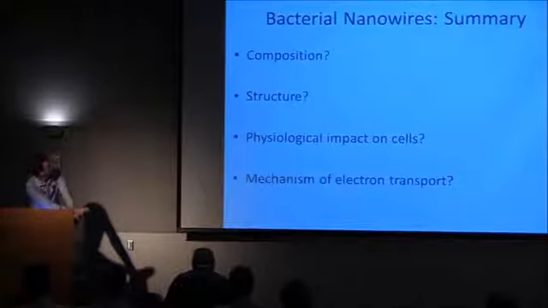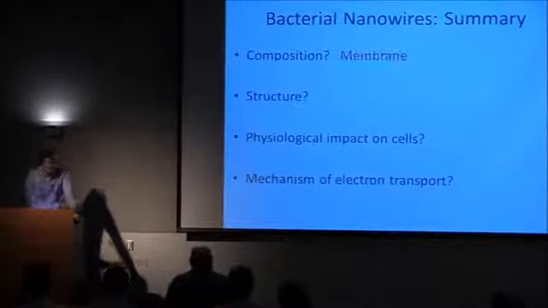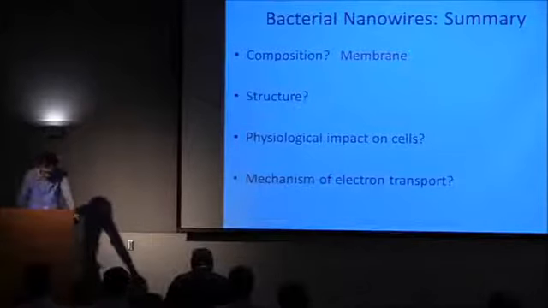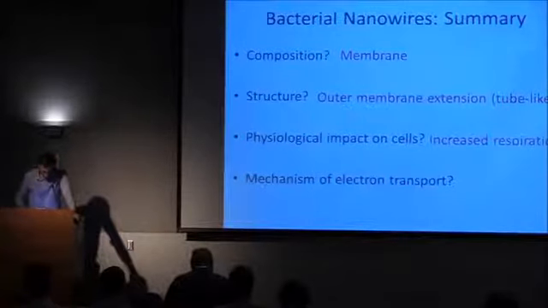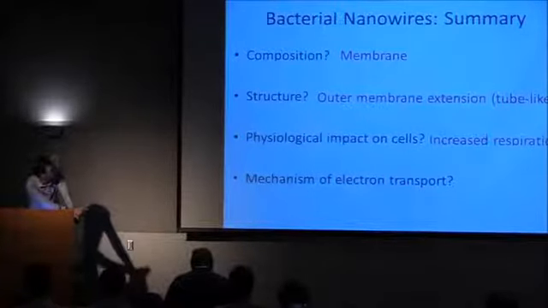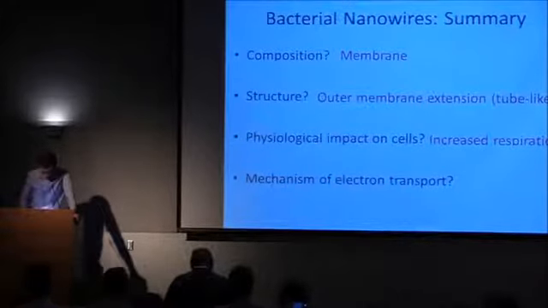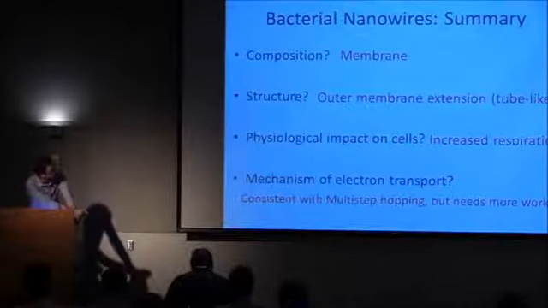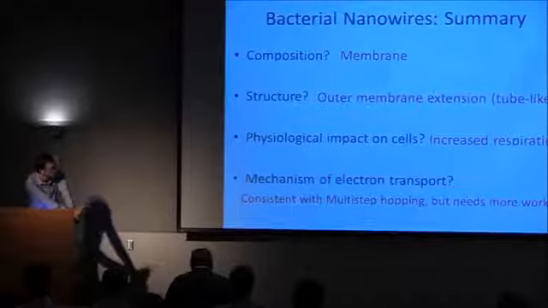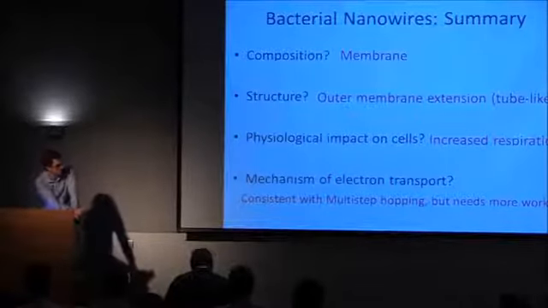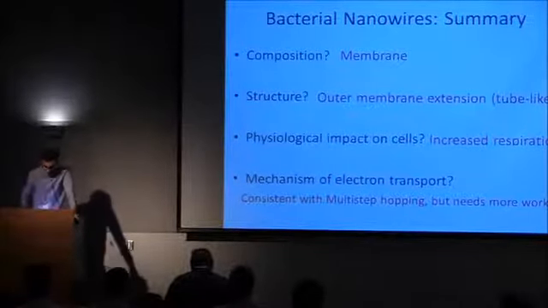And so in studying the bacterial nanowires, we were able to answer the questions that we had. We found that the composition is actually membrane. We found that these are outer membrane extensions, so they're tube-like. We found that there's a correlation between the production of nanowires and an increase in the respiration rate. And we also saw that the cytochromes are localized along the length of the wires, which is consistent with our previous multi-step hopping model, but it still needs more work.